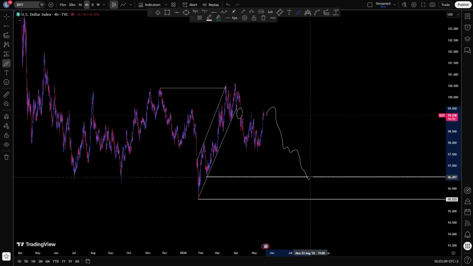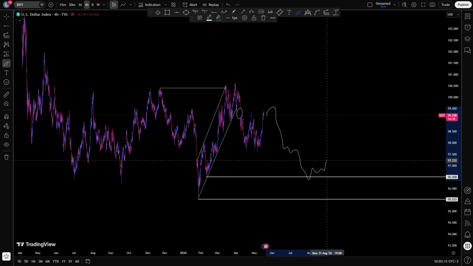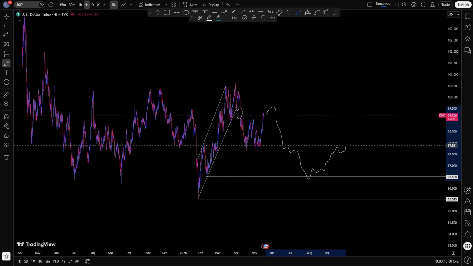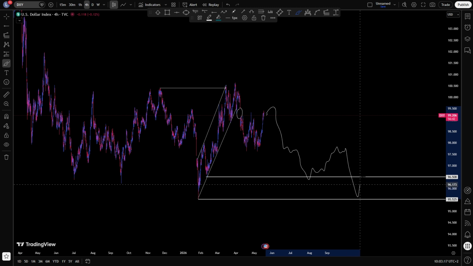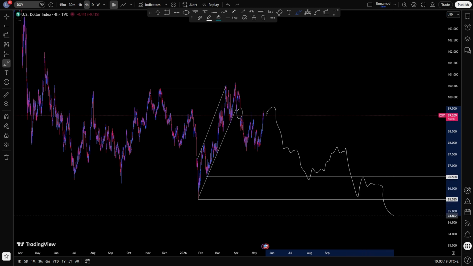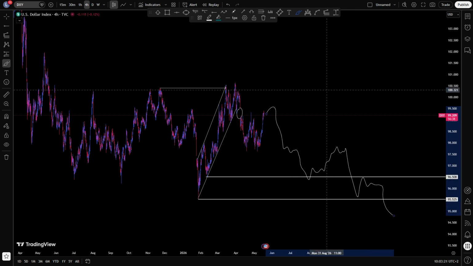Once it touches here, two things will happen. The market could start consolidation back to the top, creating what? Creating a bearish flag before it goes down, and then bang, and then bang, right? Those are the two things. This is the first thing that the market would do.